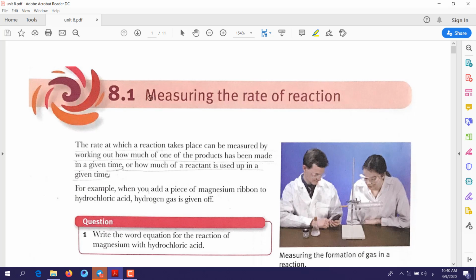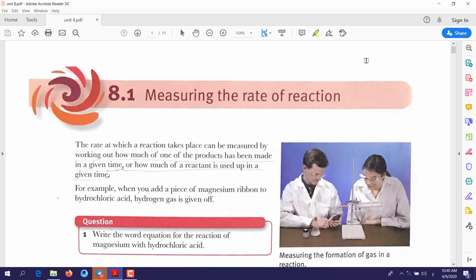Unit 8, 8.1, measuring the rate of reaction. Firstly, we should know what we mean by the rate of reaction. If we want to give a simple definition, we will say the rate of reaction is how fast or slow the reaction is.